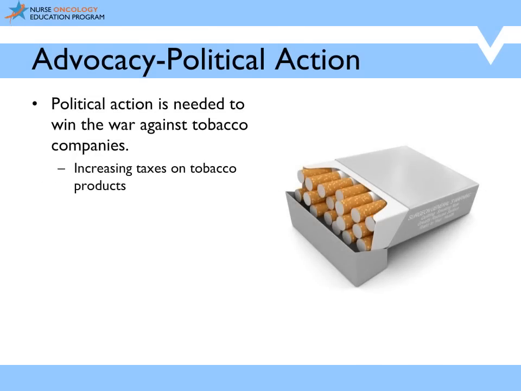Political action is needed to win this war against tobacco companies. One of the most important ways is to increase taxes on tobacco products. When prices rise, the demand for cigarettes decreases. An increased tax increases the overall cost of the cigarettes. Low-income smokers are more price responsive than high-income smokers, but the low-income smokers also usually represent the lower educational attainment, and those are the largest group of smokers and can be assisted by an increase in tobacco tax.